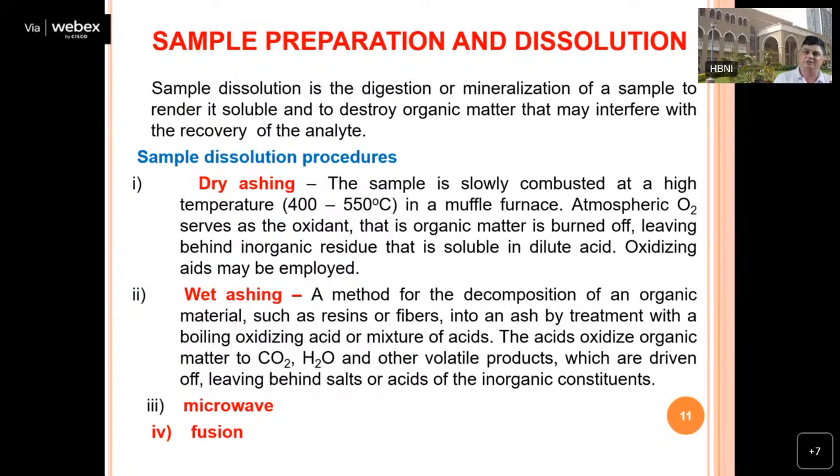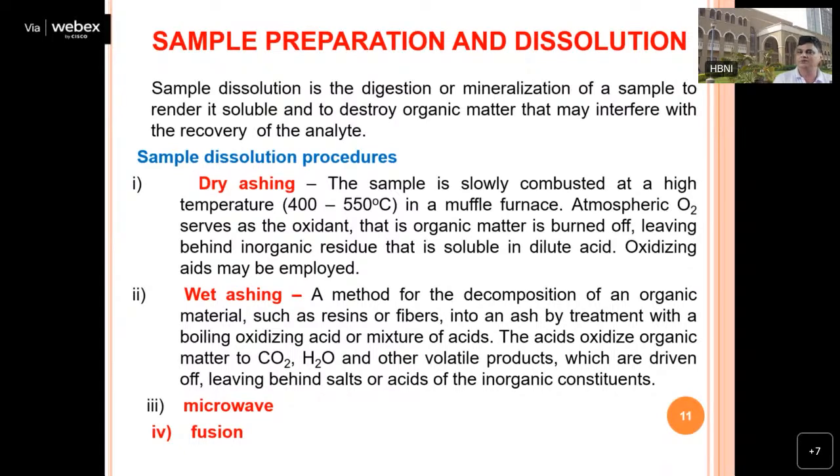Otherwise, what happens? Whatever acid you are going to use, you are going to get a puffy type of precipitate because of the presence of organonitrate, and because of that, you cannot dissolve your sample completely. So that's why before doing any inorganic analysis, you have to destroy the organic components of that particular matrix. And how can it be done? It can be done by using dry ashing.